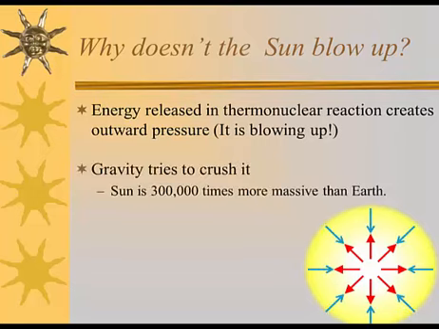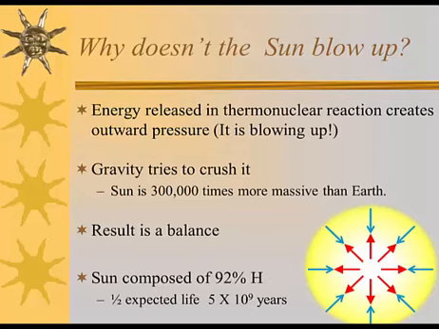Well, the Sun is 300,000 times more massive than Earth. The immense forces of gravity are trying to crush it. So we see a balance between the outward pressure from the thermonuclear reactions and the inward pressure by gravity. We know now that the Sun is composed of approximately 92% hydrogen. We expect that the Sun is halfway through its lifespan. It is approximately 5 billion years old.